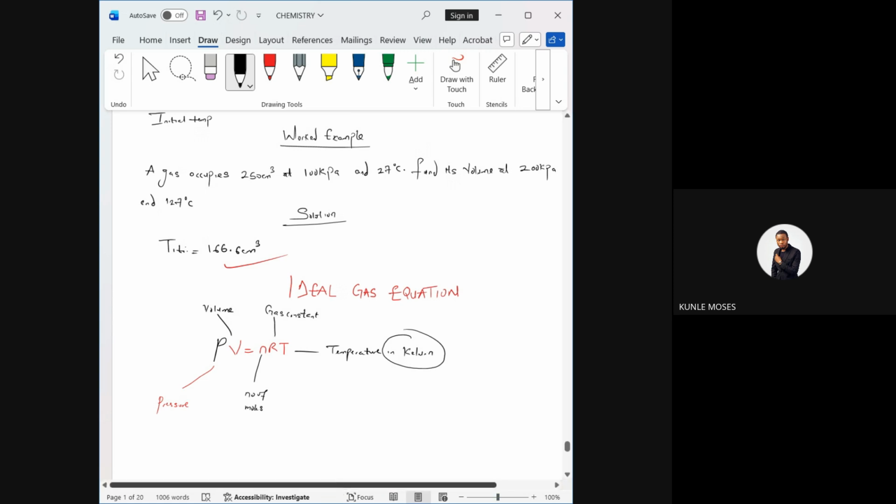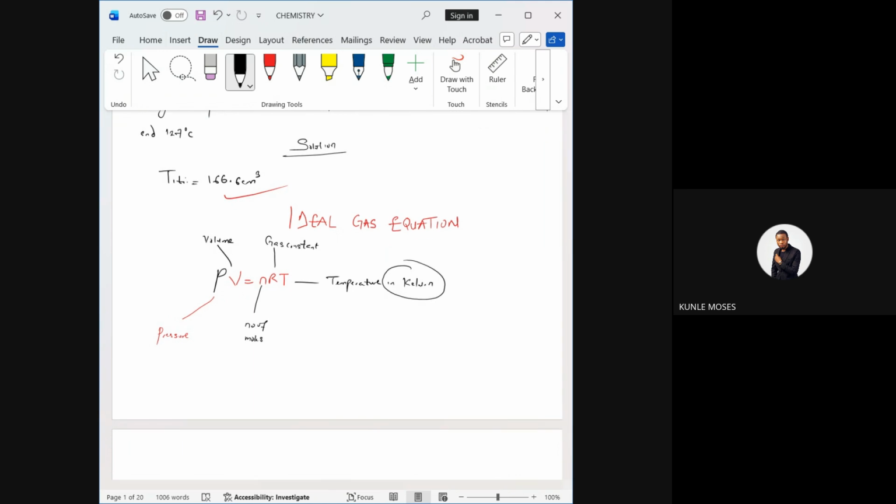Just look at the formula, you can see PV equals nRT. For the value of R, they can give you any value depending on what the question is talking about. Let's say, for example, when the pressure is in Pascal, that is Pa, and the volume is in meter cube, you will use 8.31.